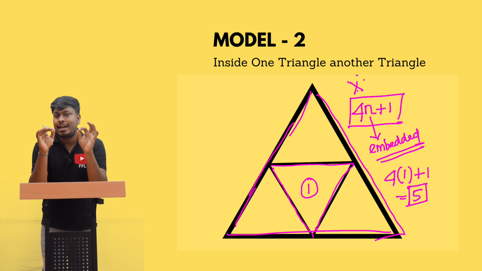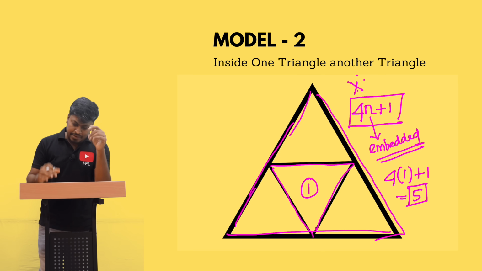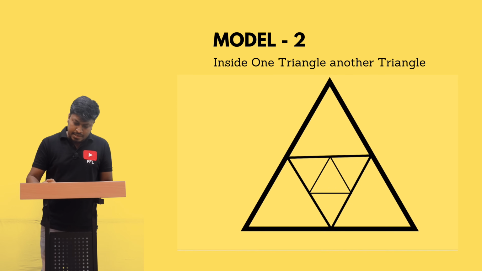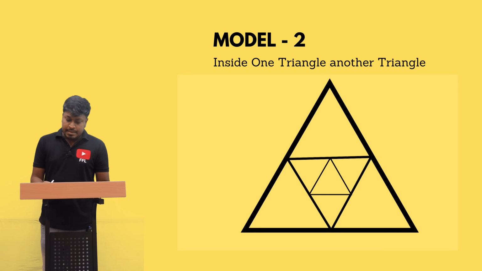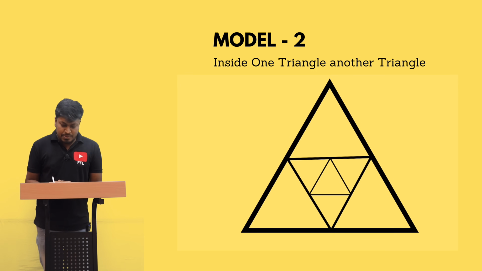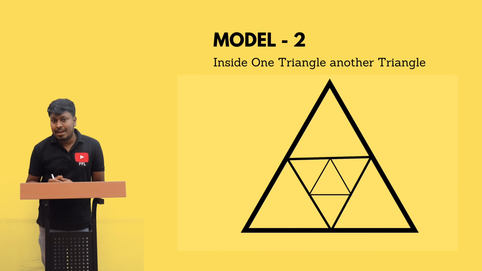So the number of triangles that are embedded is called the value of n. Let me move on to another example question. Okay, let me take this question. Just listen carefully. Here you can see you can't go with manual calculation. It is very difficult, right? So just use the formula.